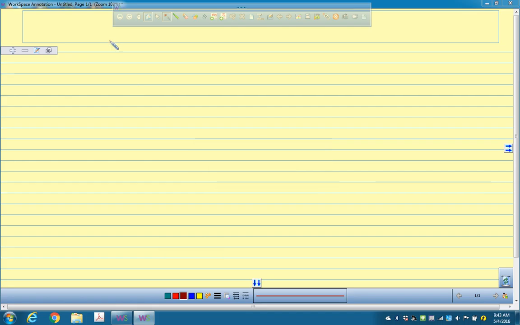Section 11.2, 11-2 on my grid. Oh, look at this pretty color. It's teal.